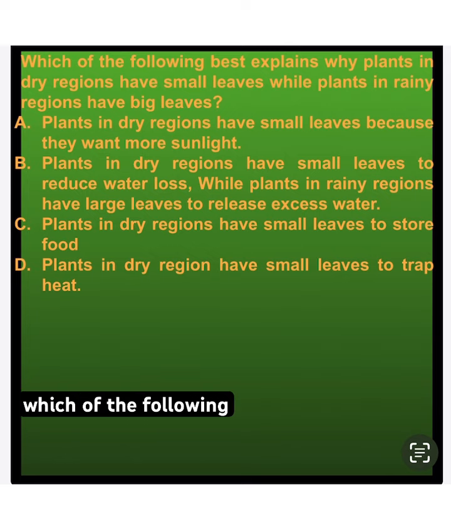The question says, which of the following best explains why plants in dry regions have small leaves while plants in rainy regions have big leaves? We have four options here.